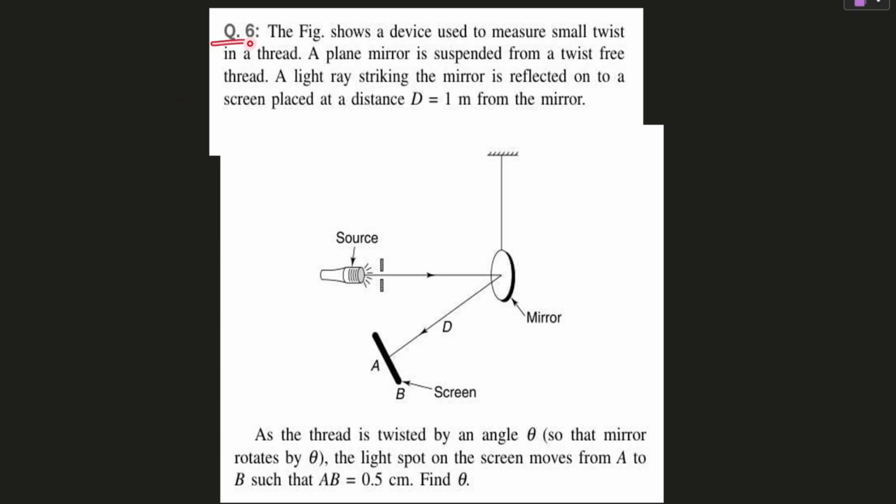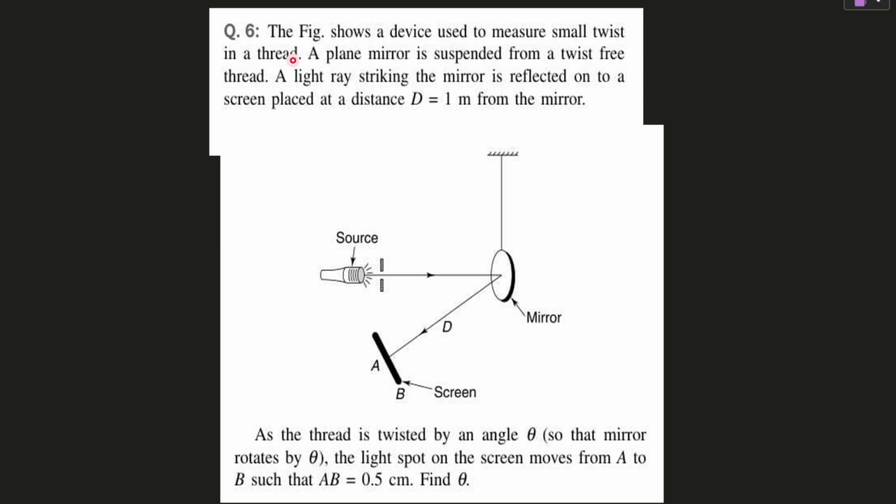In the previous video, someone requested to take up problems from geometrical optics. So today I came up with 3 problems from geometrical optics. Let's continue. The first problem says the figure shows a device used to measure small twist in a thread.